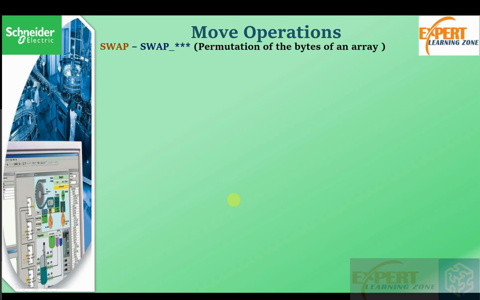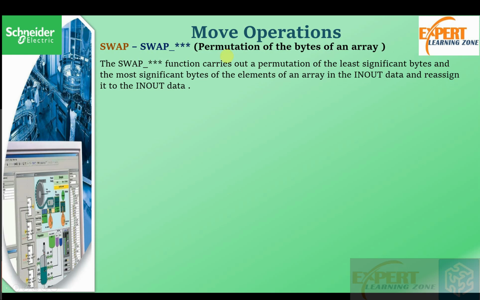Now we have the swap operation. It's a permutation of bytes of arrays, so it is also an operation that is carried out on an array. Using this software, we can always swap the bytes of an array. We can also swap in a variable that's not an array variable. The swap function carries out permutation of the least significant bytes and the most significant bytes of the elements of an array in the in-out data and reassigns it to the in-out data.